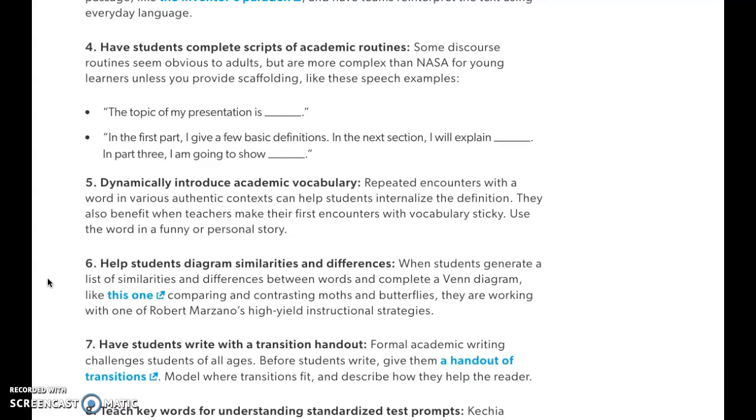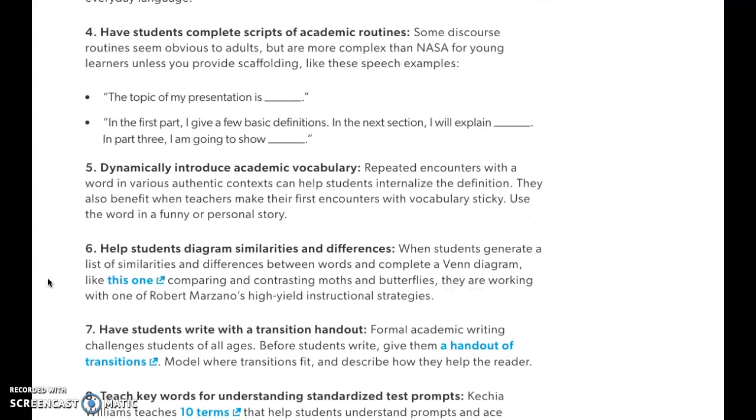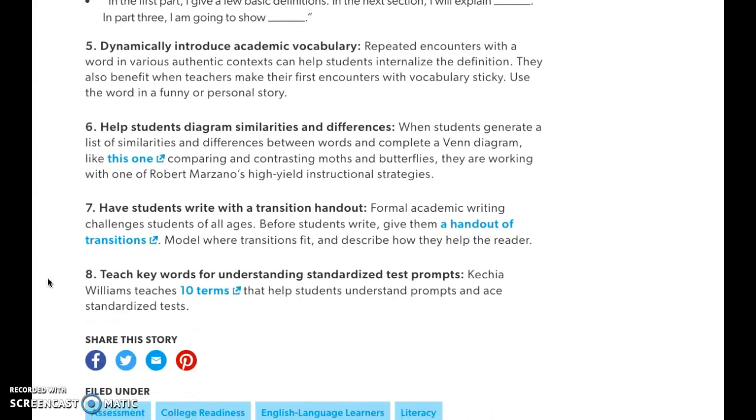The next one being dynamically introduce academic vocabulary. When we talked about academic language earlier, like trying to get our students to speak more professionally, we also want to repeat those words in our classrooms to help our students understand that these are words that we will constantly be using on a day-to-day basis, as well as help students diagram similarities and differences.